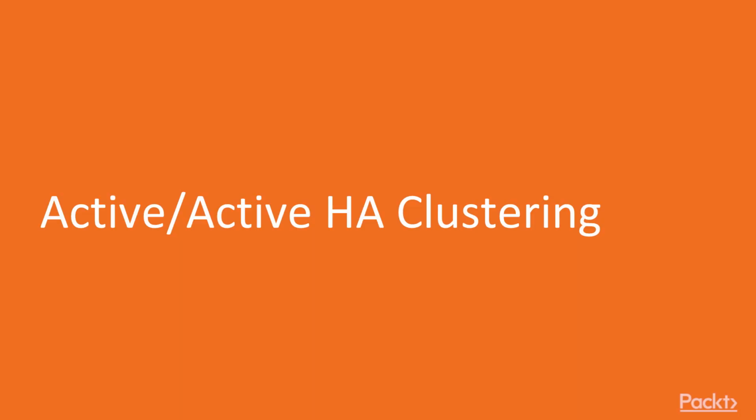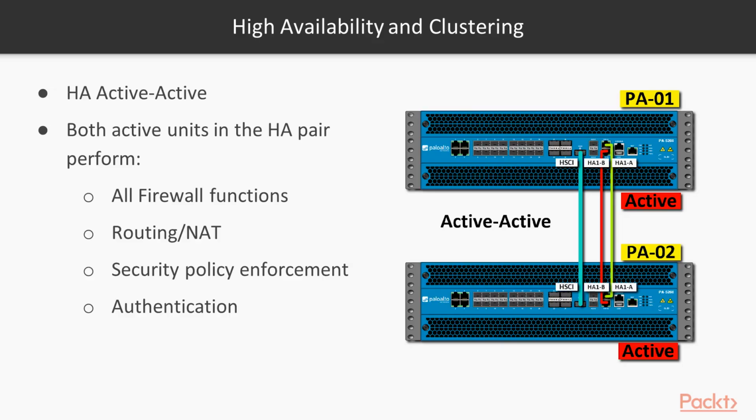ActiveActive HA Clustering. Okay everyone, in this video we're going to be configuring our Palo Alto firewalls in ActiveActive HA mode. We have firewall PA01 and firewall PA02, both of them equally active in forwarding traffic. So both units will provide load balancing along with redundancy in your environment.